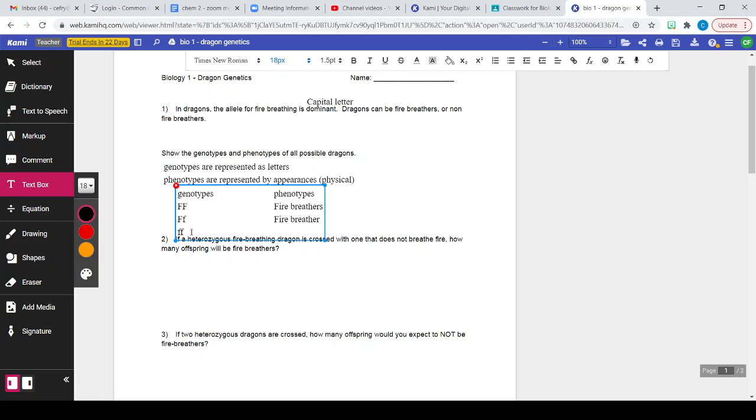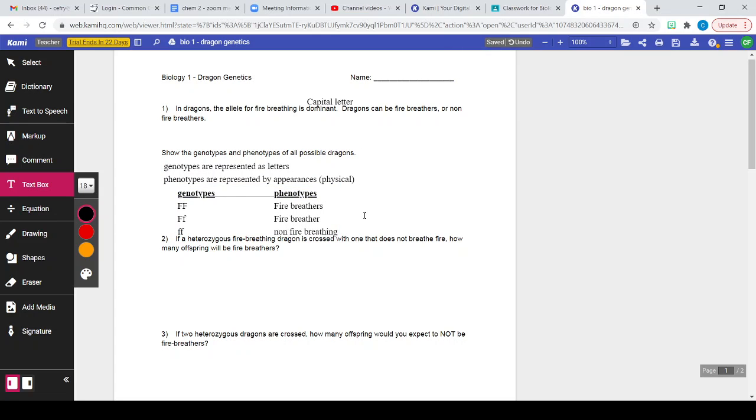Now here's where I have two lowercase, and I talked a little bit about this with the corgis. If I have two lowercase, then it's going to be the recessive version, which would be non-fire breathing. All right, so those are your three genotypes, and your three phenotypes are physical or appearance. So this is going to be important that you can do this for each and every problem. Even if we're not having to write it out every time, you're going to need to know this.